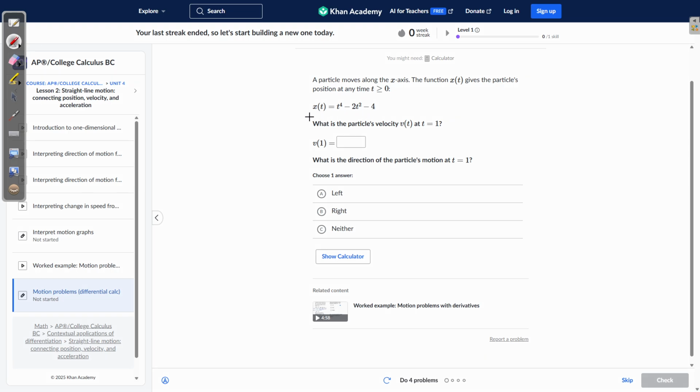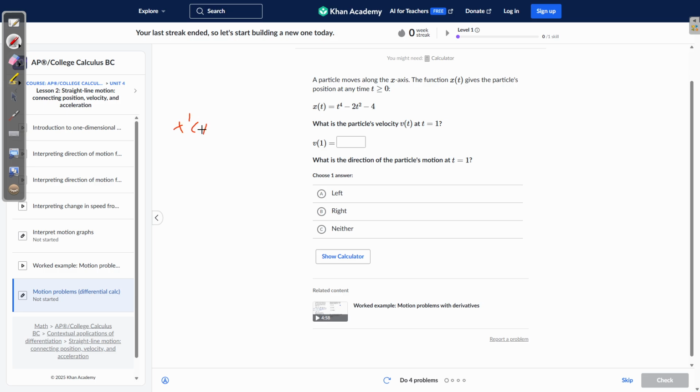We have a function of a particle's position, and it wants us to find the velocity at a specific time. Because it wants it at a specific time, we know we're going to have to find the derivative, right? That's because velocity is derived from position. So we have to find the derivative of position.